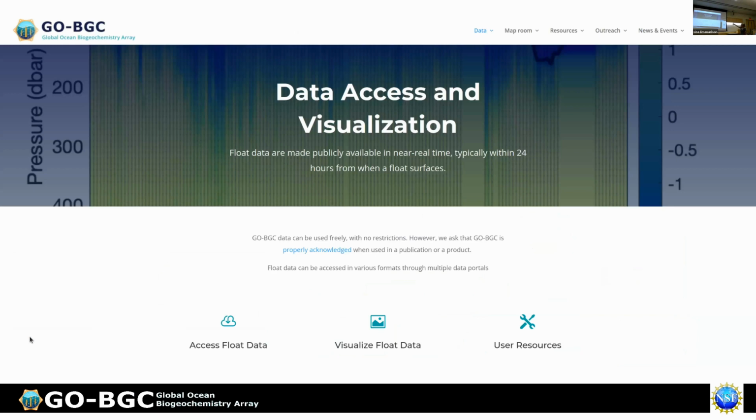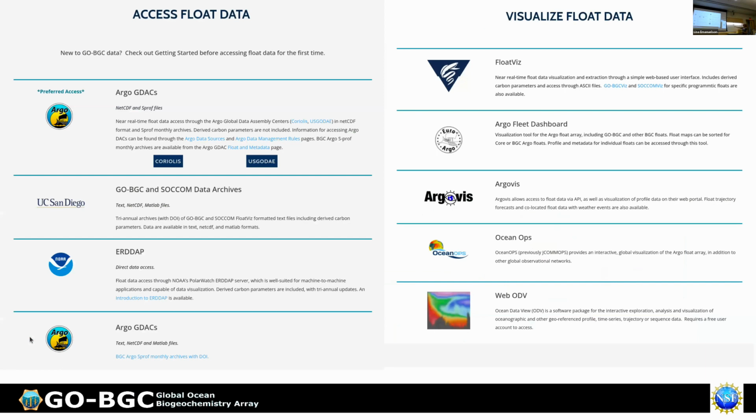So if you're in that data part of our website, one of the tabs is data access and visualization. You go there, and what you can see are all these different tools. Some of the things that we mentioned are here along with some other ones. So lots of different tools to visualize float data, including web OGB down at the bottom. But also if you want to download the data yourself, it gives these 4 different options here. There are others, but these are the main ones that, at least for the GO-BGC and SOCCOM data, we recommend you use.